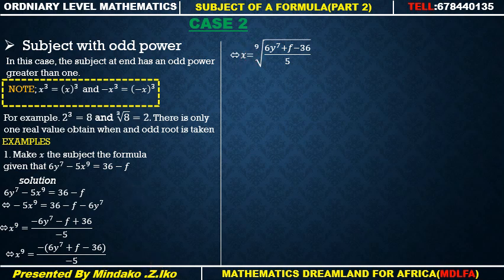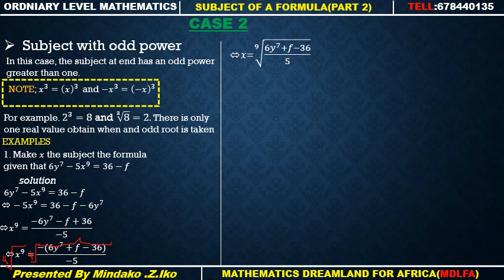Like here, it means I would take the odd root, since there is x power 9, right? So I would take the 9th root. I'll put 9 here, and then this other side too, I do the same. I take the 9th root here also. Such that this 9 here will cancel with this 9th root, the root sign here. Okay, and x will be left alone. So that is how I arrived here.